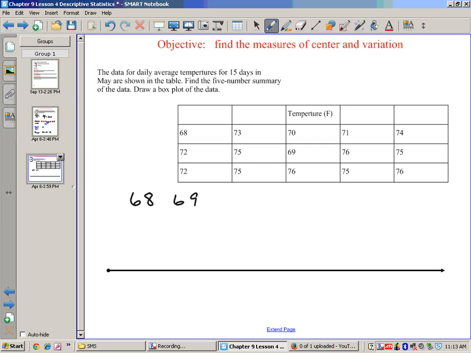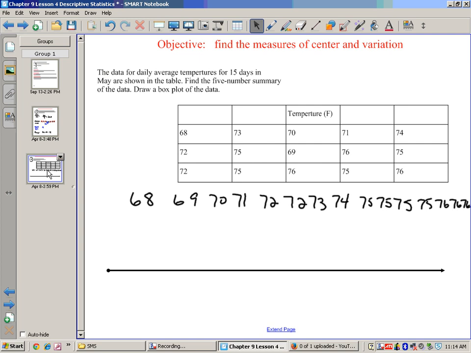69, we have a 70, 71, 72, 72, 73, 74, 75, 75, 75, 75, 76, 76, and one last 76. Squeeze it in there at the corner. Okay, there are our temperatures that were found.